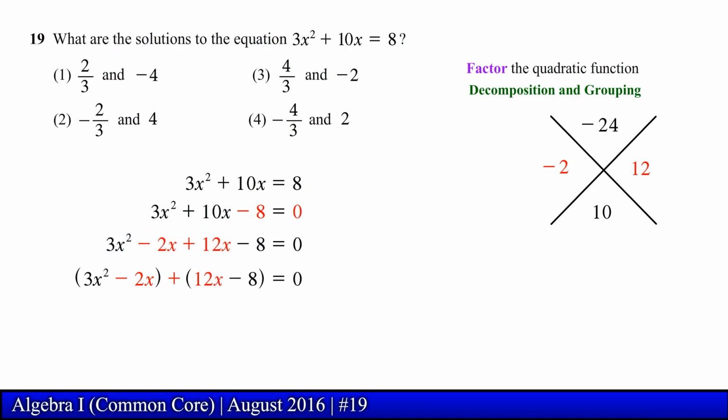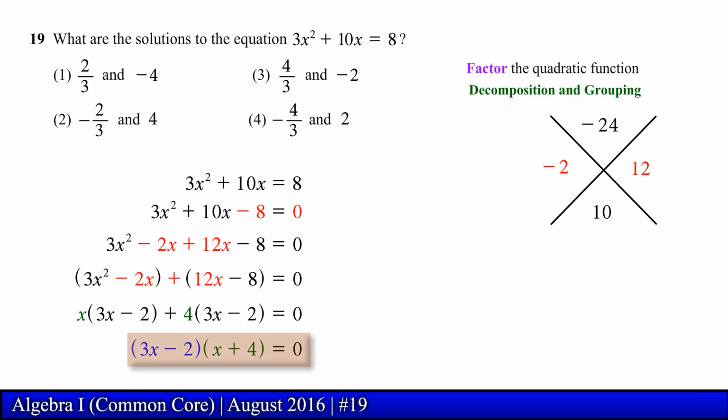Next, we factor out the GCF from each grouping. For the first grouping, it is x, and for the second grouping, it is 4. Doing that, we obtain the following. Notice that we now have a common factor between both terms. In this case, the quantity 3x minus 2, this is a good sign. The presence of a common factor indicates that we are on the right track. The next step is to factor out this quantity from both terms as follows. We now have the complete factored form of the quadratic trinomial.